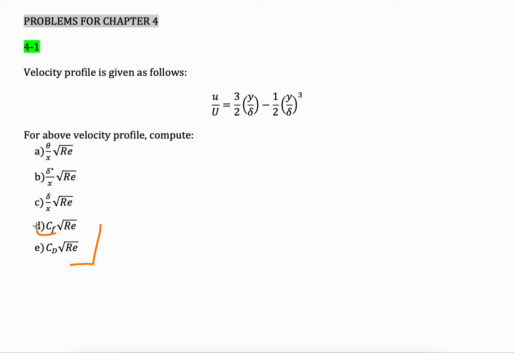So for CF here, it is actually equivalent to c with a small d. It reflects the coefficient of local friction. And then the capital D here is the drag coefficient for the whole object.